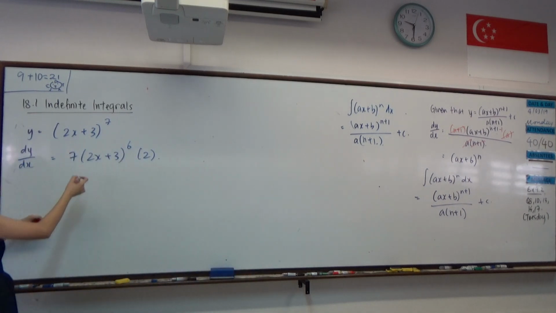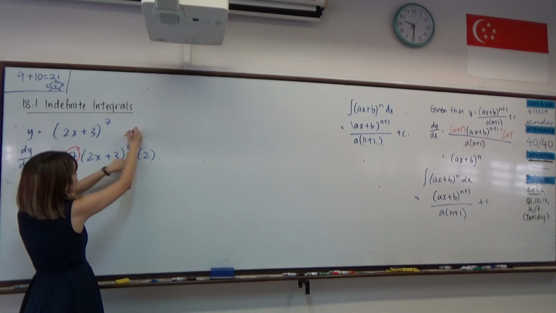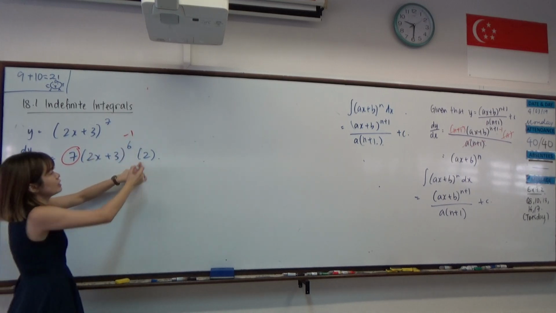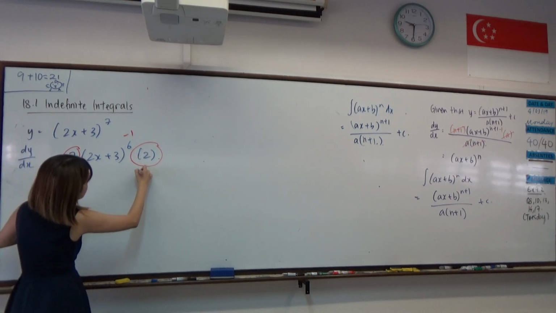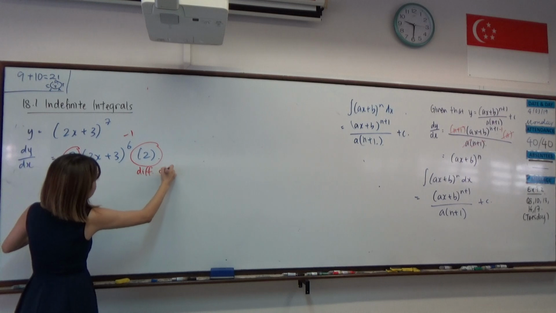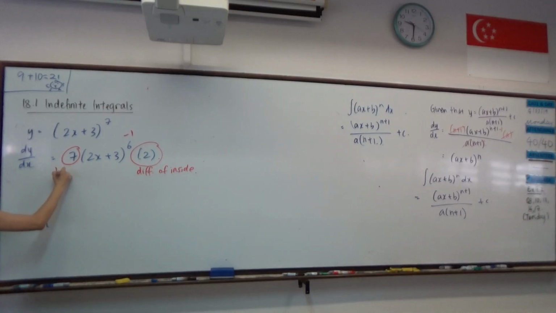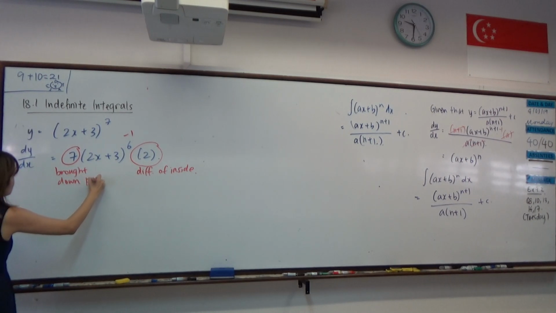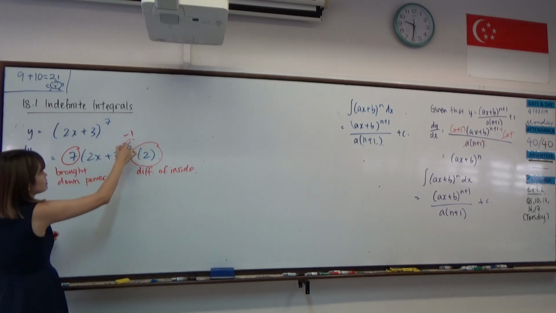So what we understood is that I multiply by this number, and this one I minus 1. I had the effect of a minus 1. Then also I differentiated the inside. So this one is the differentiation of the inside. Brought down the power, then after that the power over here I minus 1.